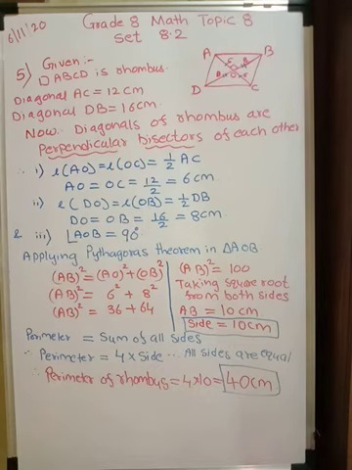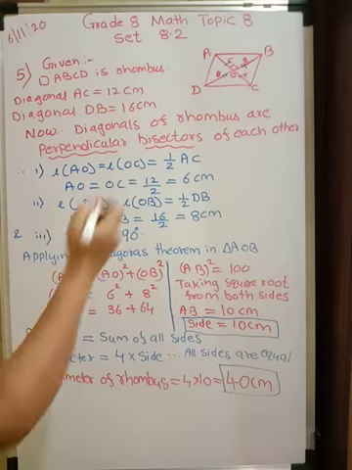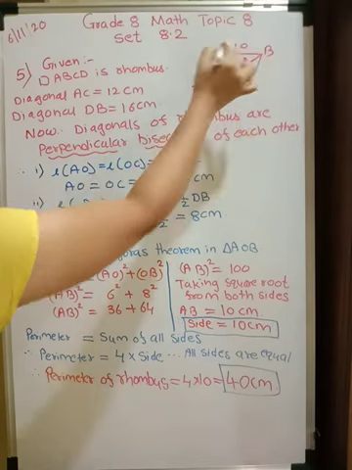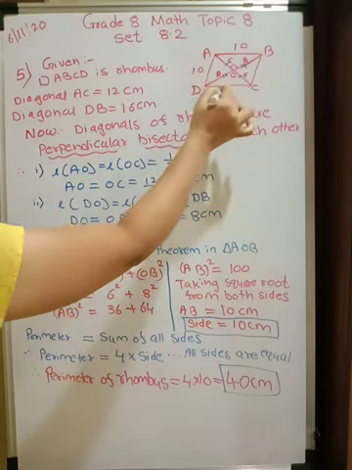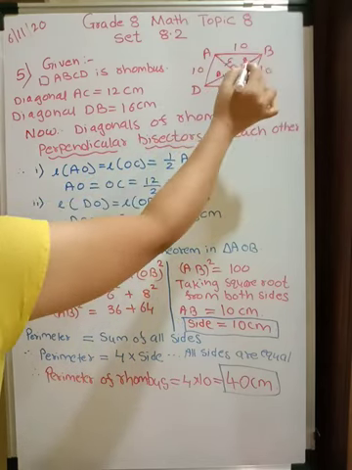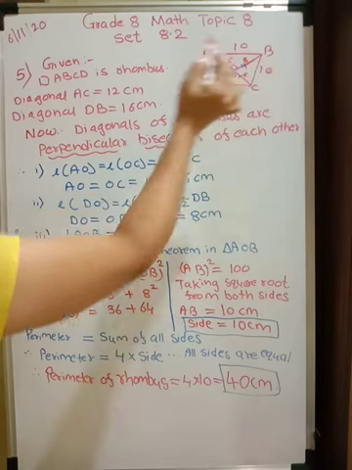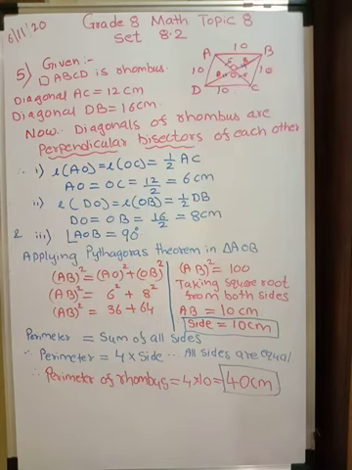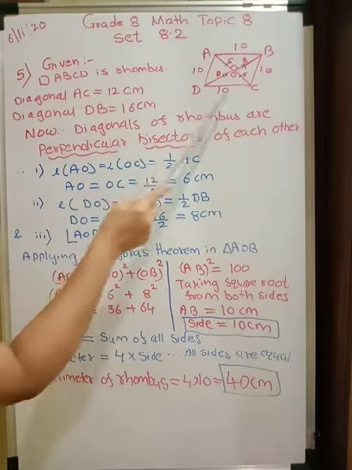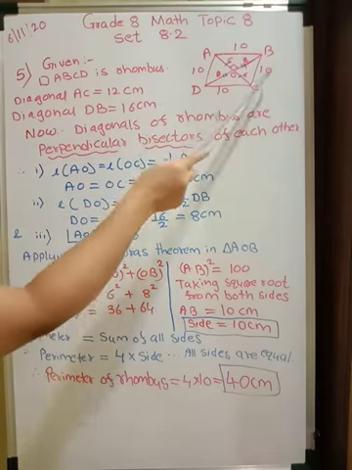Now one more property of rhombus: we know that all sides of a rhombus are equal. So if I get this as 10, this also will be 10, this also will be 10 and this also will be 10. And we have to find the perimeter. What do you mean by perimeter? It is the sum of all the sides of a closed figure. So add up all these, 1, 2, 3, 4: 10, 10, 10, 10.